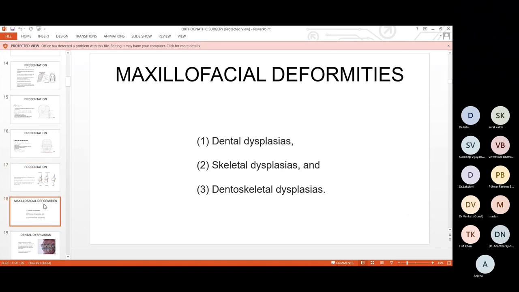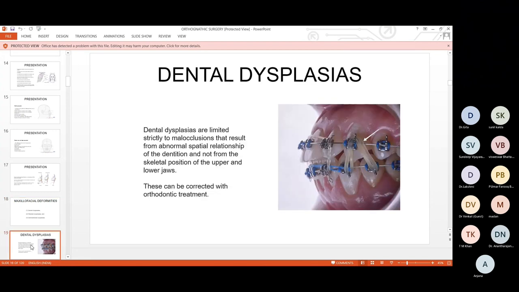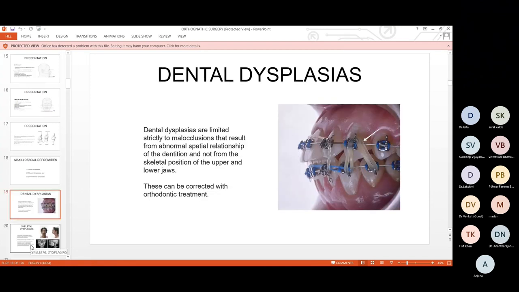So the maxillofacial deformities can be divided conveniently into dental dysplasias, skeletal dysplasias, and dentoskeletal dysplasias. The dental dysplasias are usually limited strictly to malocclusions and abnormal spatial relations of the dentition, not from the skeletal portion of the upper and the lower jaws. These can usually be corrected by orthodontic treatment.